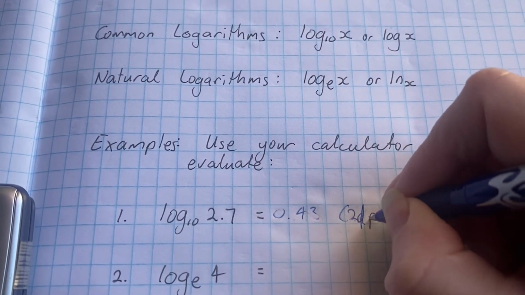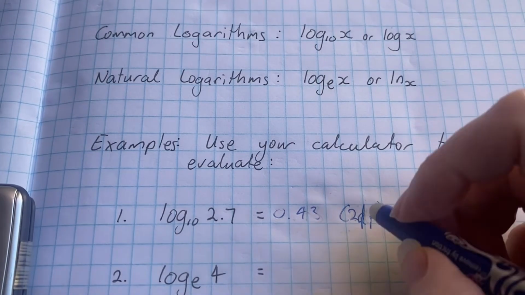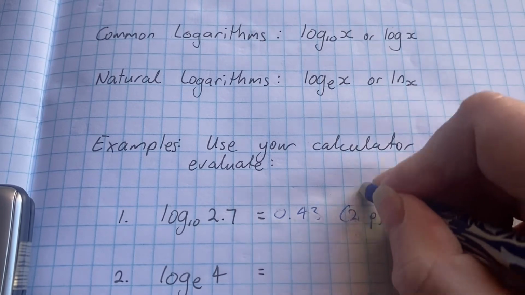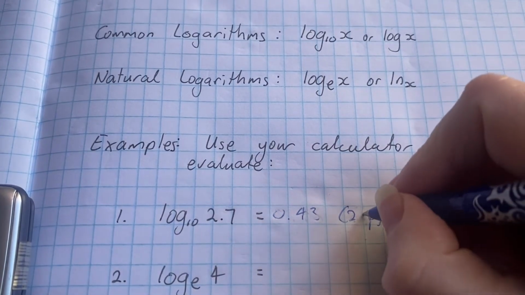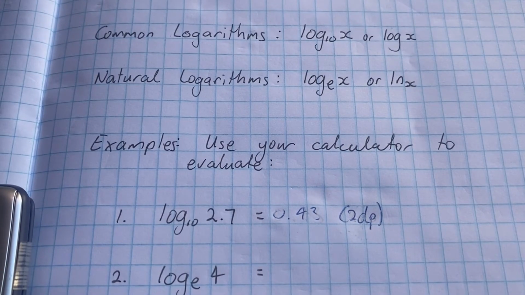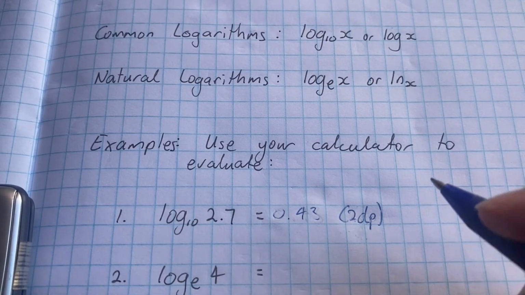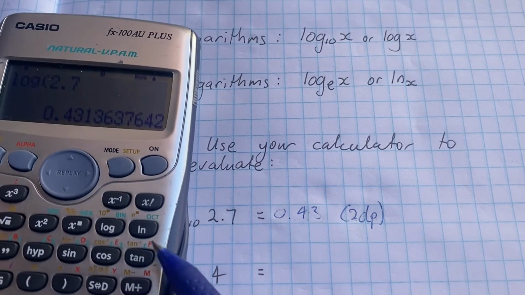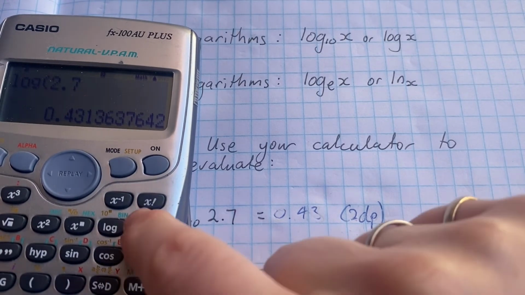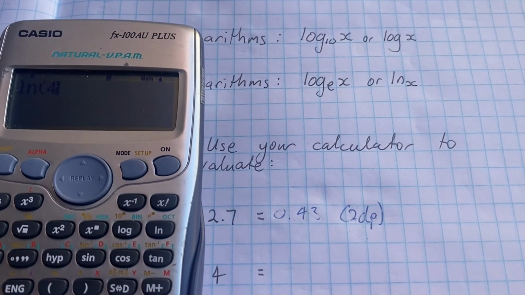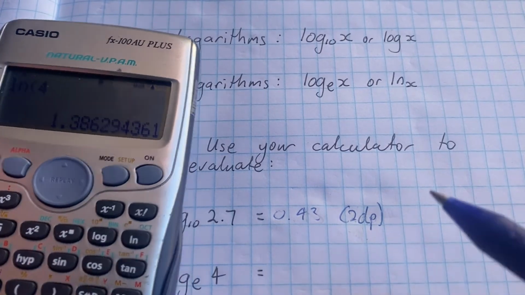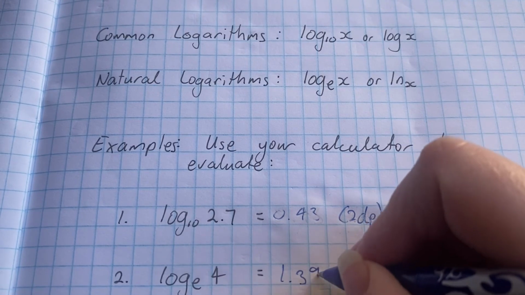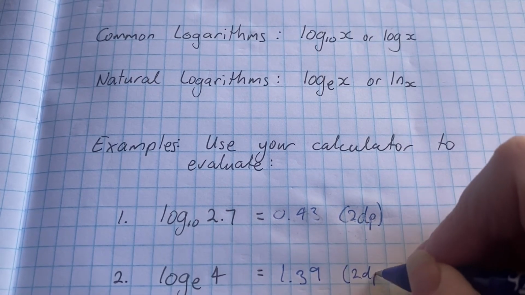Now remember I said before that most of these will have integer answers, but in this particular case, because it is a button on the calculator, you will get fractional answers as well. Okay, so the second one is log base e of 4. This time you will be pressing the ln button, the log natural button, put in your 4, and the answer is 1.39 to 2 decimal places.